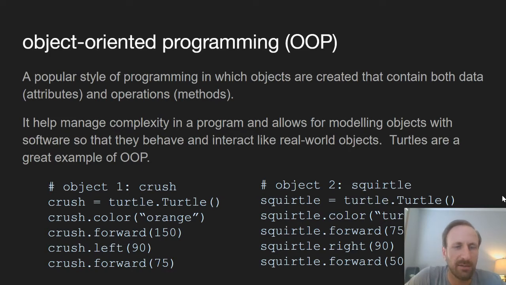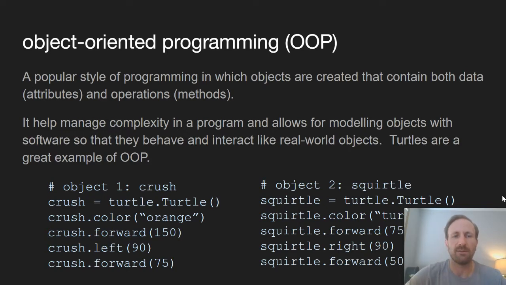Object-oriented programming complicates this a little bit, but it does it with a really worthy goal in mind: it's going to make more complex programs and more complex concepts easier to model with software. And it does that by creating software objects that contain both data and operations. We'll refer to these most often as attributes and methods.